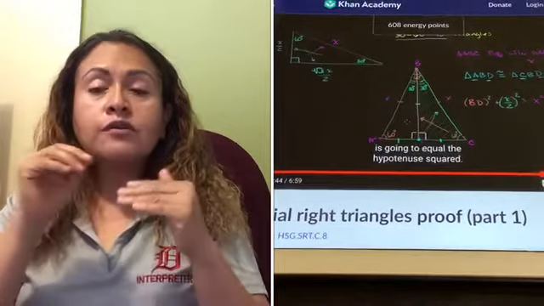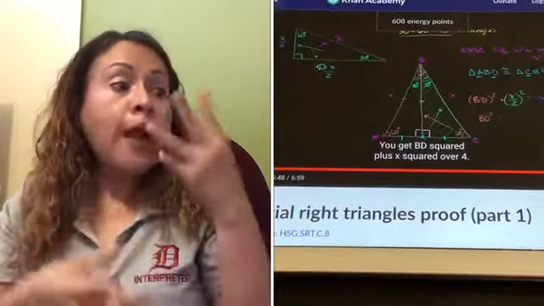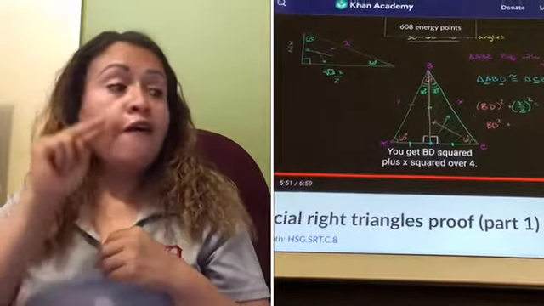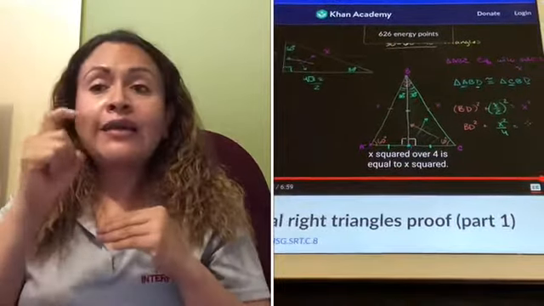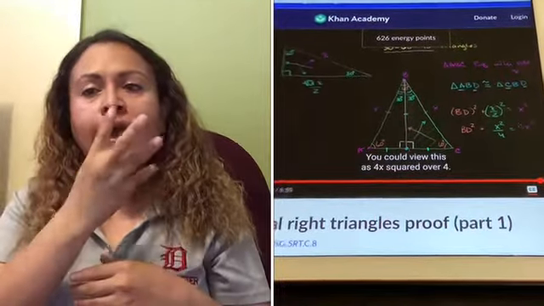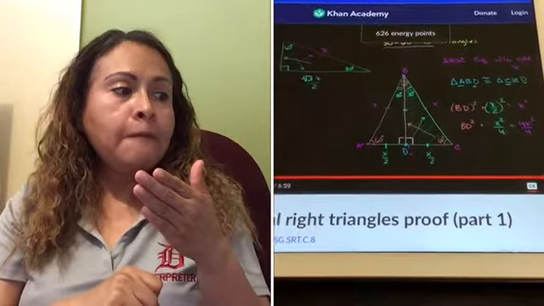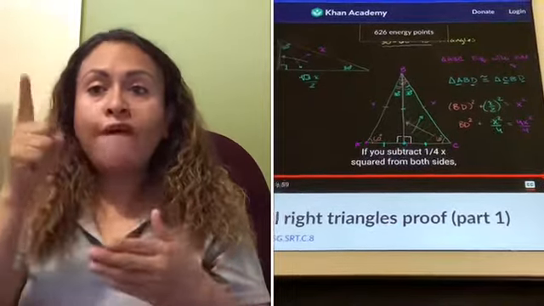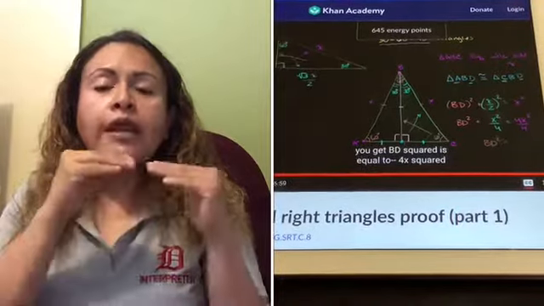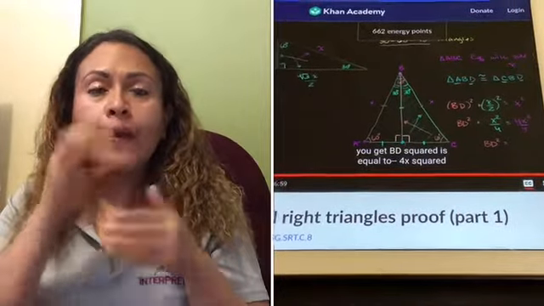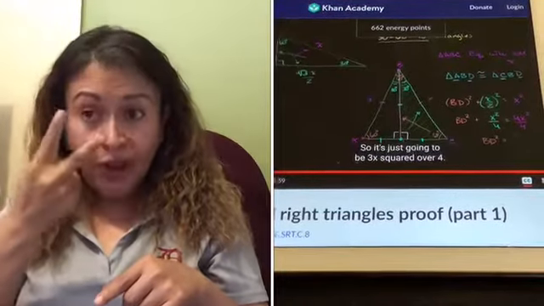And let's solve now for BD. You get BD squared plus x squared over 4 is equal to x squared. You could write this as 4x squared over 4, which is obviously the same thing as x squared. And then if you subtract 1/4 x squared, or x squared over 4, from both sides, you get BD squared is equal to 4x squared over 4 minus x squared over 4, which is 3x squared over 4.